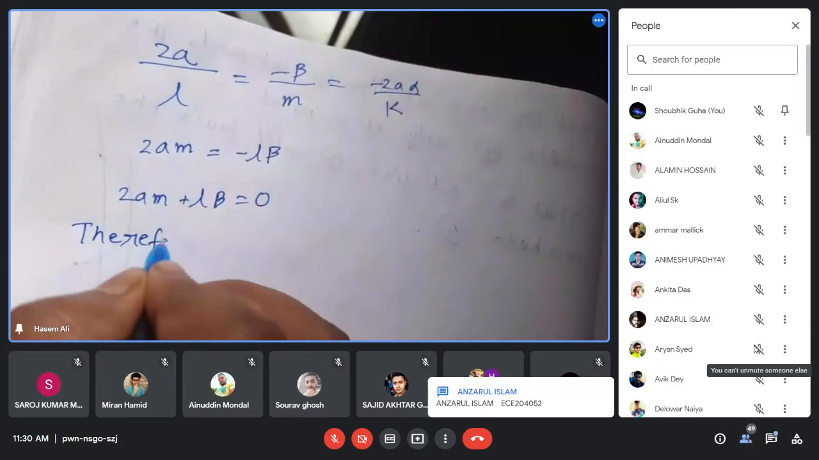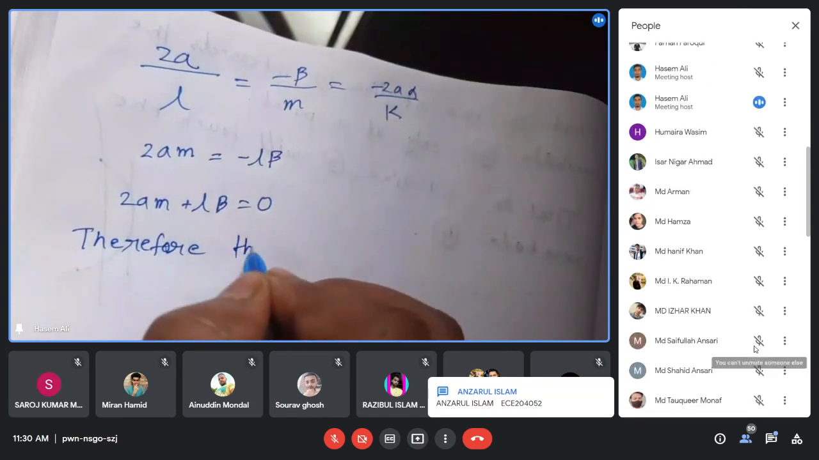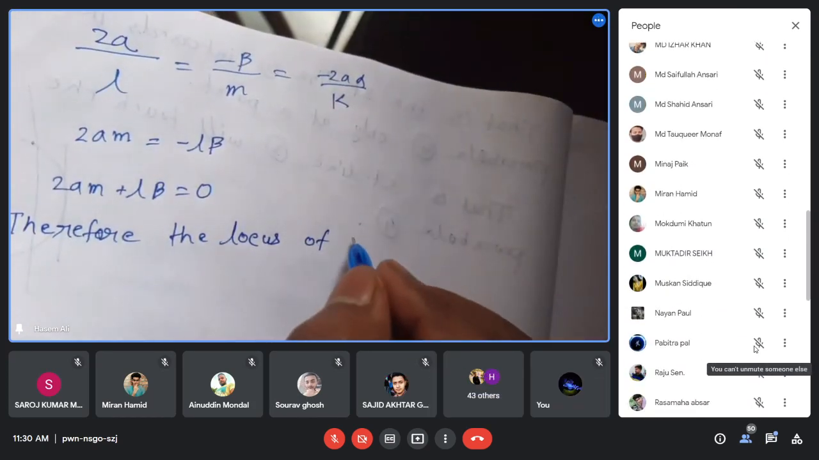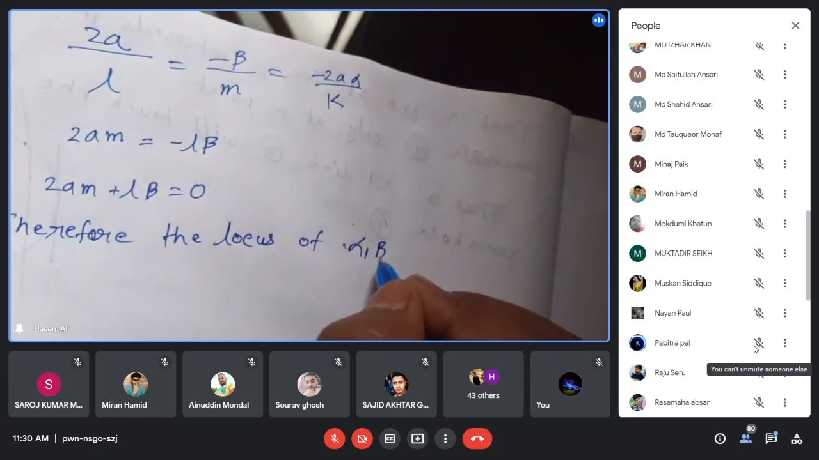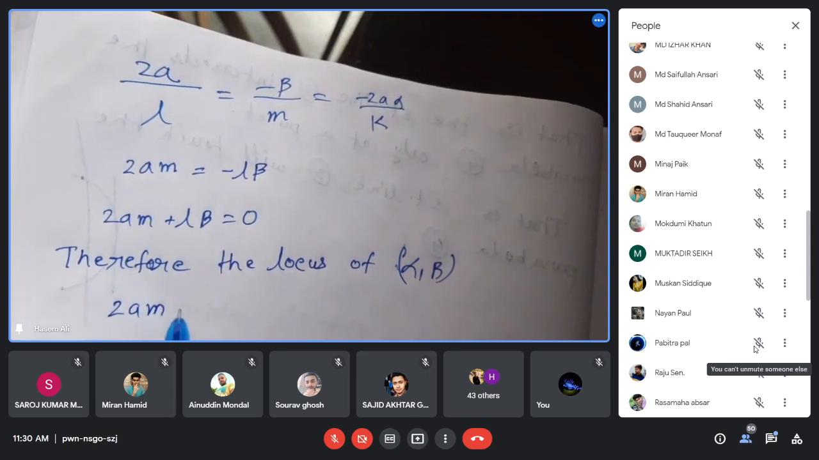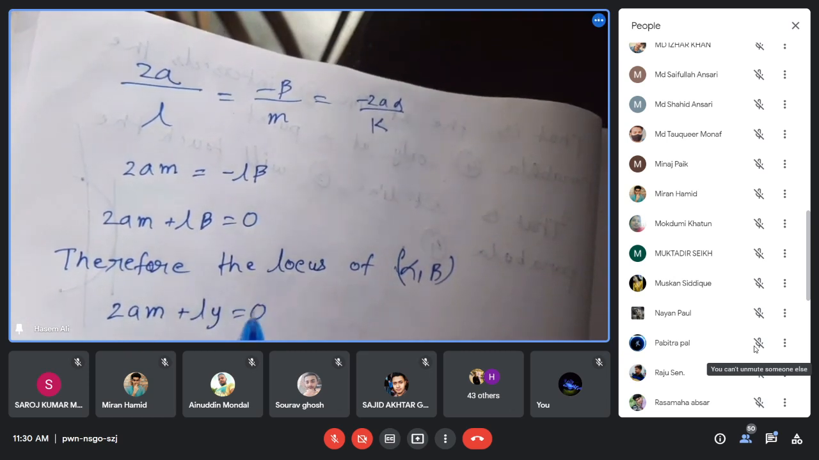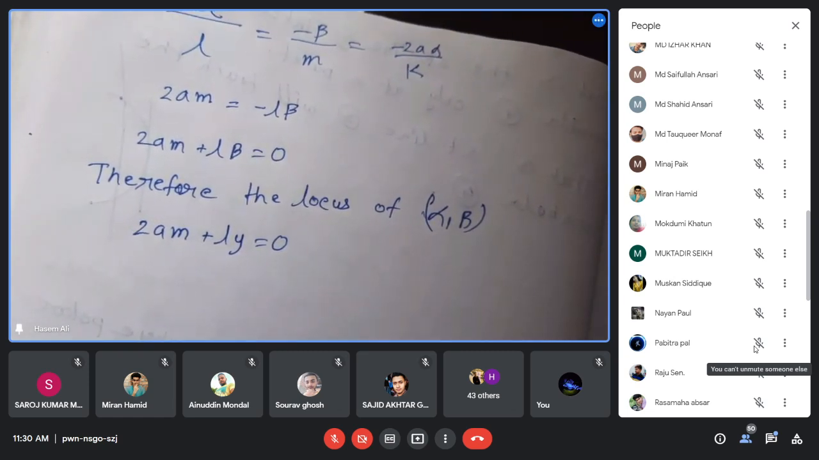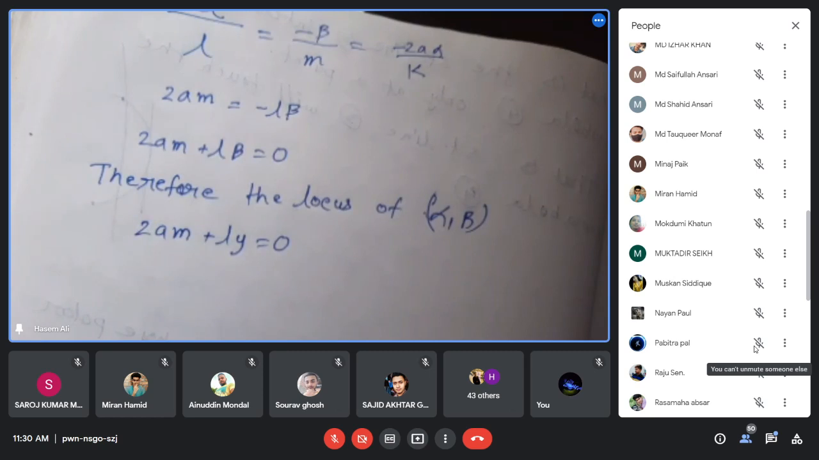Therefore, the locus of (alpha, beta) is 2am plus ly equals 0. This is the locus of point (alpha, beta).